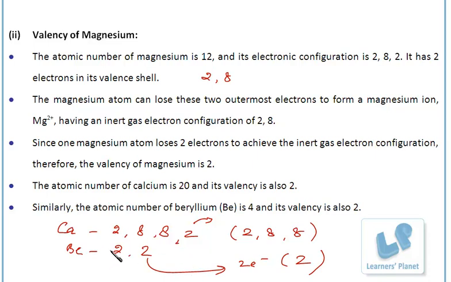Now here it is not completing the octet, right? So what is the covalency? It is electrovalency. It is losing 2 electrons. So the electrovalency is 2. So beryllium most of the time shares the electrons.